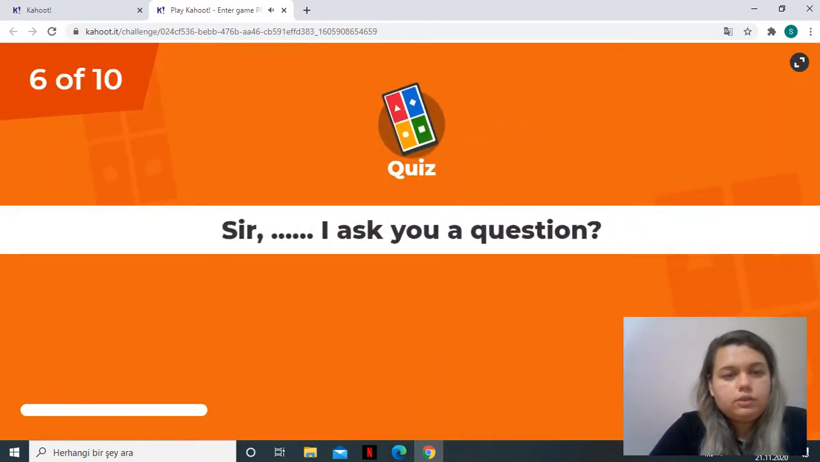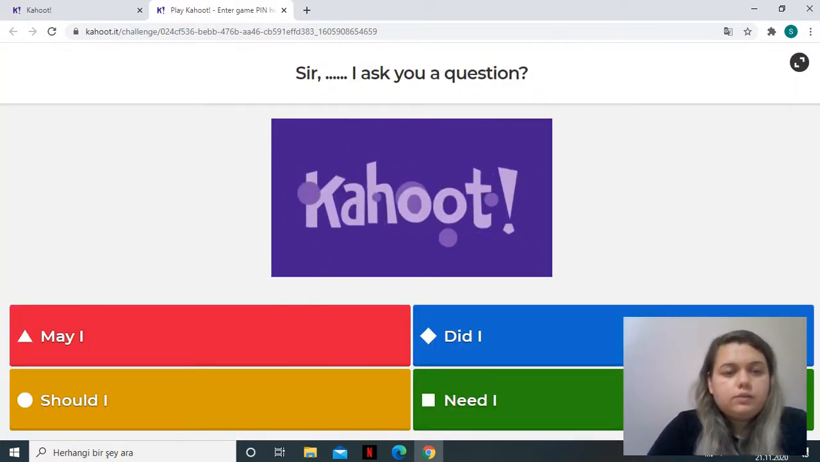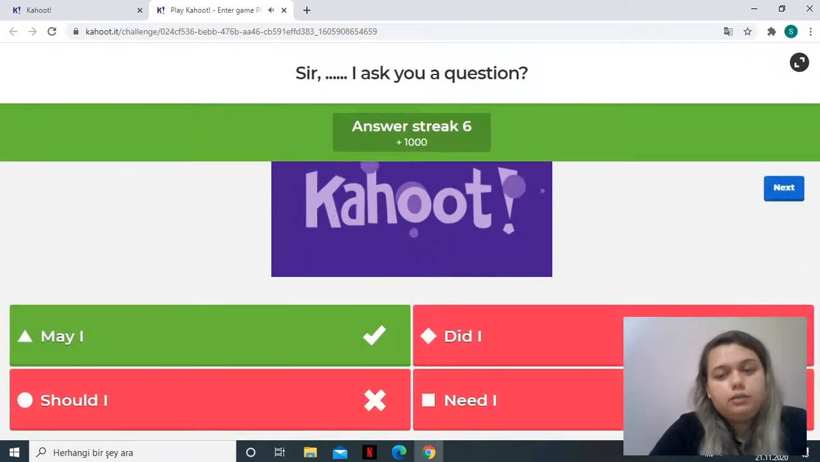Our next question is the sixth question. Sir, blank I ask you a question? As you see, there is a sir here. That means you must use a request word. So you cannot use need I because you don't need it. You cannot use did I because it's not a past sentence. You cannot use should I because there is no need for suggestion in this sentence. So the only word that you can use is may I. It's a kind request.